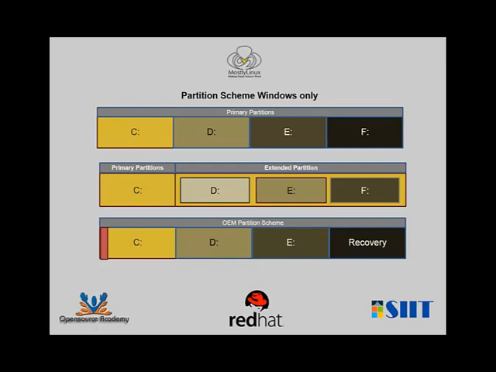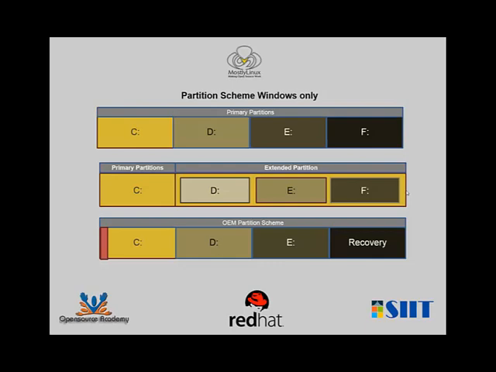Now, this screen shows the usual partitioning scheme on any Windows user's desktop or laptop. In the first case, the user has divided his entire hard disk into 4 primary partitions: C, D, E and F. In the second case, the hard disk has been divided into 2 parts: primary partition and extended partition. C colon is the primary partition, and D colon, E colon, F colon are all logical partitions within the extended partition. In the third case, this is the worst case scenario.